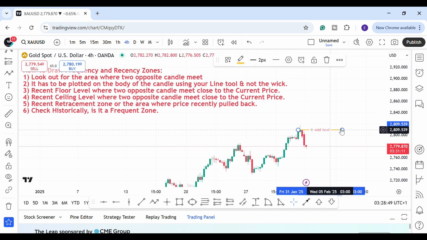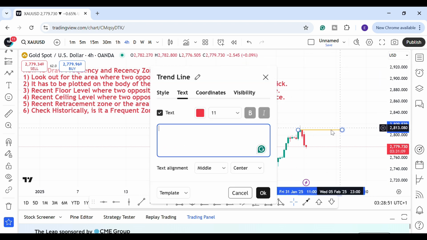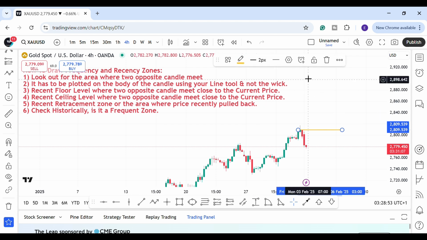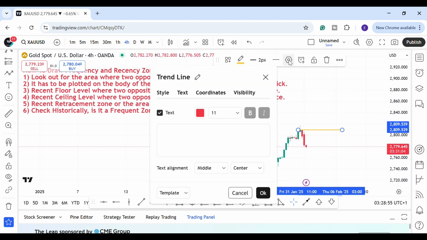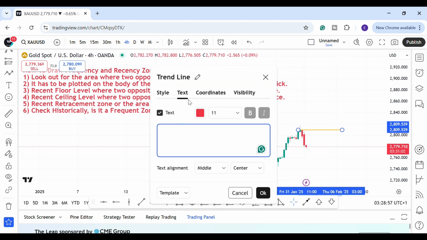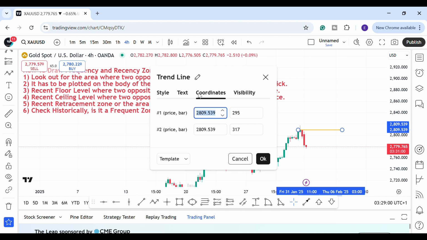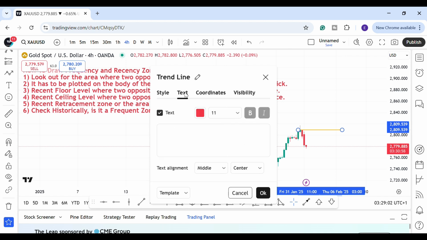When you've plotted it out, double tap on it or click on this setting here. Click on this setting. Then at first it will take you to coordinates. Then you click text, and at first this is how it looks. Then you come to this text box to activate the text, then press the time frame. We are on H4, press H4. If you want to spell it out, like hourly, you can do that. Then this is how I do mine.